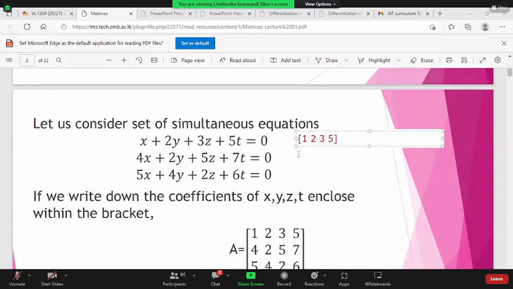Right. So for this one, 4, 4, 2, 5, 7. This is 5, 4, 2, 6. Right. So if we know only the concept of arrays, we can represent the coefficients of each and every simultaneous equation as an individual array.